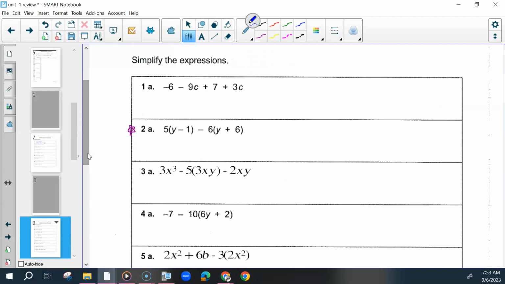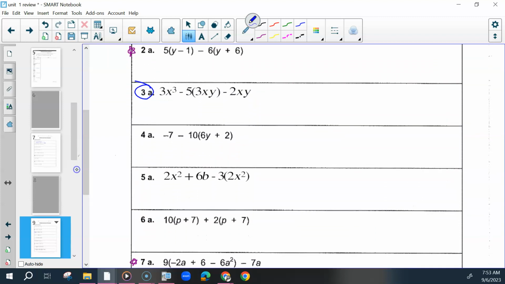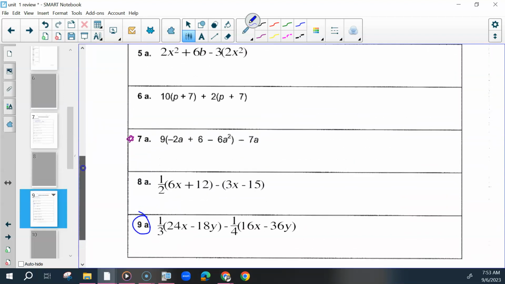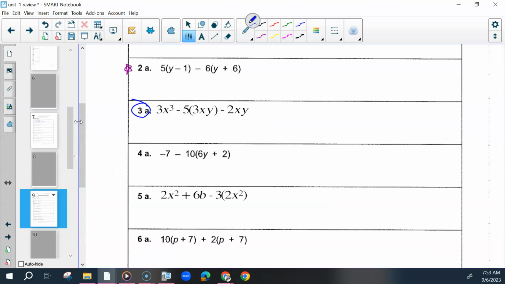Questions on this page? What's up here? 3. Was yours going to be 3? No. Did you have a different one? Okay. 9. Alright, so number 3, be careful here. Do not do anything with this exponent. It's with the x, it's not with the 3. Here we would need to multiply the negative 5 and the 3, bring everything else down.